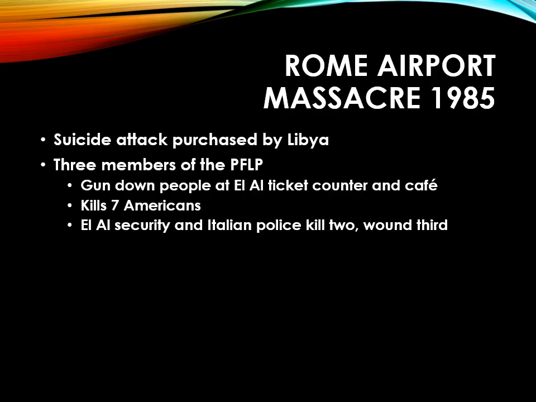Rome Airport Massacre, 1985. Three members of the PFLP gunned down people at the El Al ticket counter and cafe. They killed 7 Americans. They were killed by El Al security and the Italian police, and one was wounded.